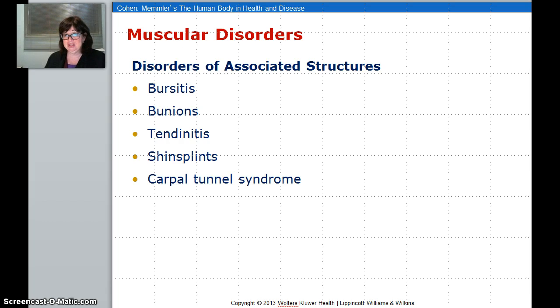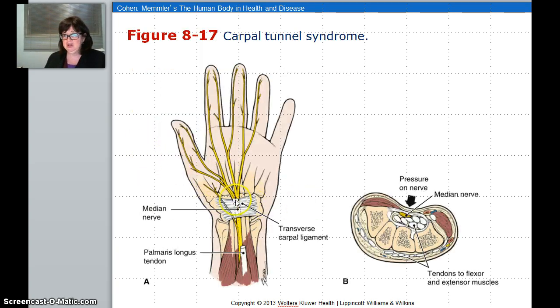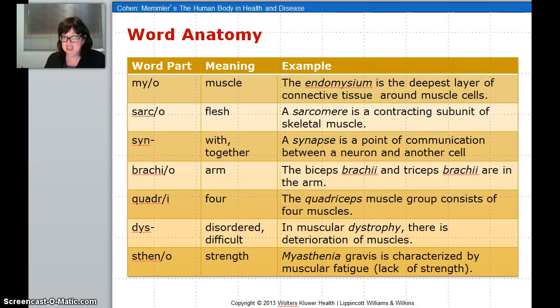Okay, in terms of some disorders, you have bursitis, which is the inflammation of the bursa, which is the sac around it. Tendinitis, inflammation of the tendon. Carpal tunnel syndrome, which means you have pinching of the nerves. Okay, please pay attention to the word anatomy. Myo means muscle, and sarco also means muscle, so you have a sarcomere, sarcolemma. Syn means work together, like synonym or synergistic. Brachio is arm, quadra is 4.